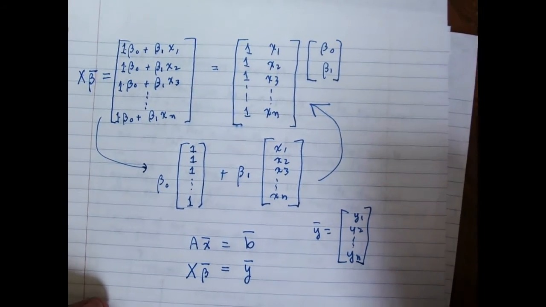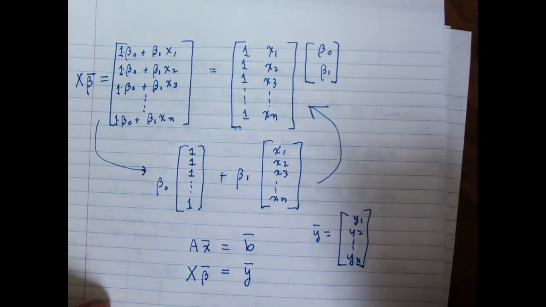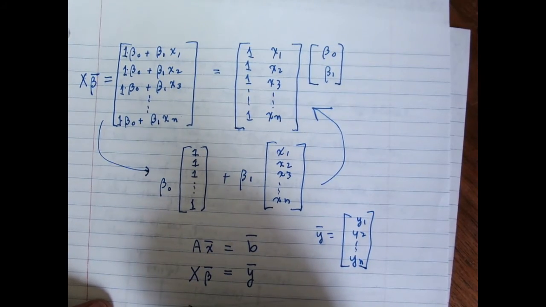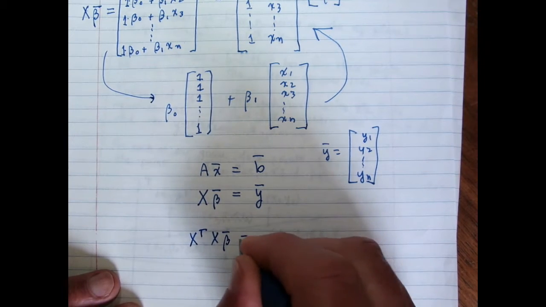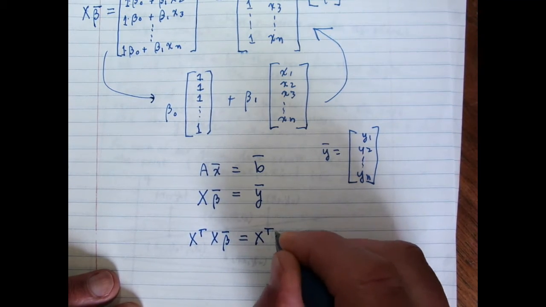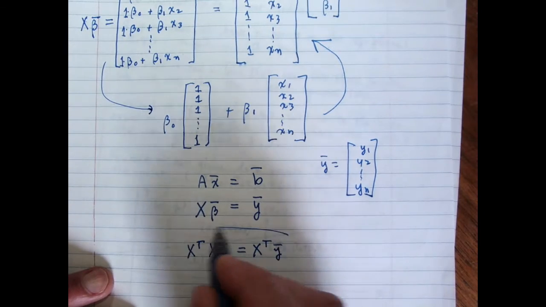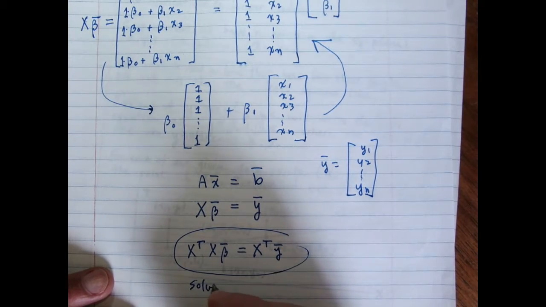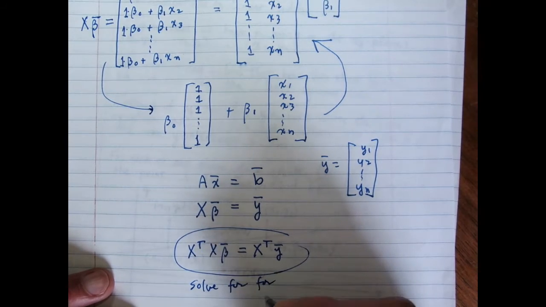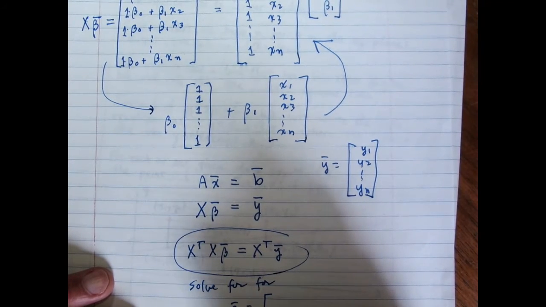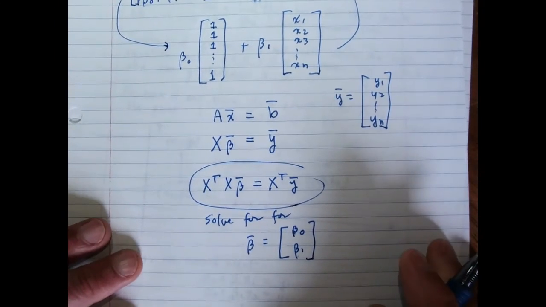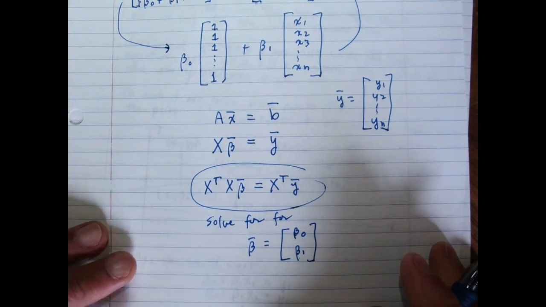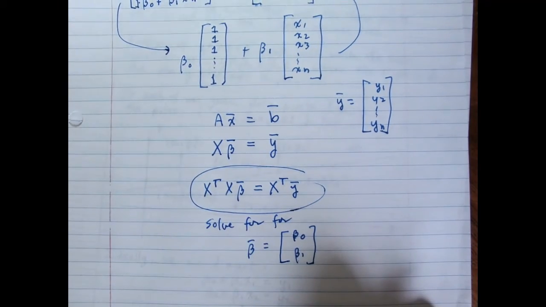So we apply the least squares process, and we end up taking X transpose X beta equals X transpose y, and we want to solve this system for beta, which is just beta 0, beta 1, which are the y-intercept and slope of the line that best fits the data. So let's go ahead and do the exercise now.